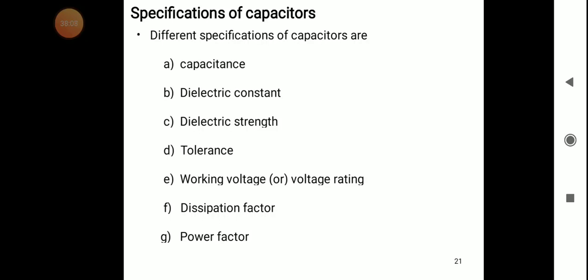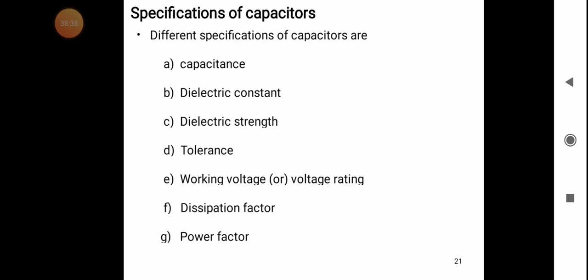By using the specification only, we choose the components. For our application, we choose the component whose specifications match our need, then our designing is perfect. Now we discuss the general specifications of capacitors.